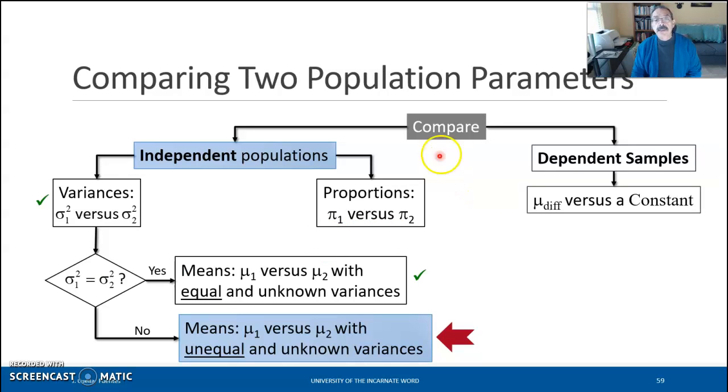All right, looking at this flow diagram that I introduced when we started this module, we're still dealing with independent populations, but we have already performed a test of variances where we determined that the variances are not equal. And now we want to move on and compare the means of these two populations with unequal variances. And the variances are unknown. So we're going to be learning how to do this part.